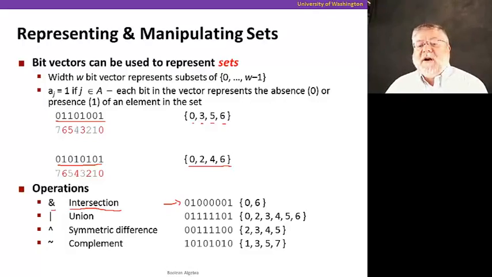Okay. Similarly, OR corresponds to set union. If we OR those two values, we would get this bit vector, which represents 0, 2, 3, 4, 5, and 6. You notice that is the union of these two sets, all the elements present. Exclusive OR corresponds to what's called the symmetric difference. In other words, elements that are in one set but not both. In this case, the elements 2, 3, 4, and 5. And a complement is obviously the complementary set. So the complement of the second set here is 1, 3, 5, and 7. All right?